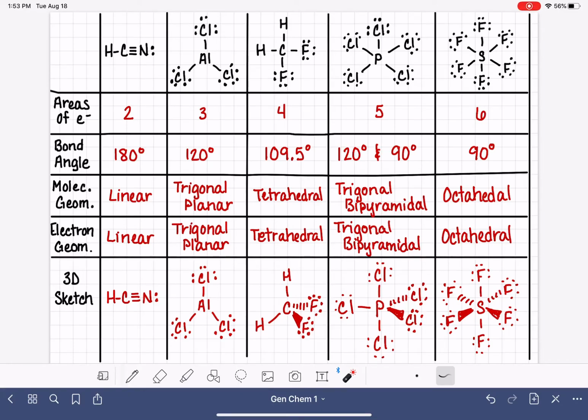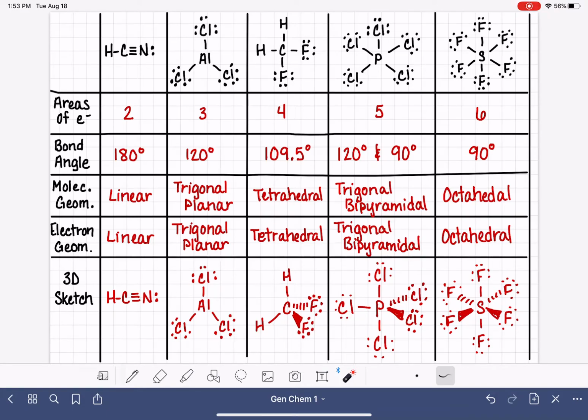In the last few videos, we've been looking at the molecular geometry and electron geometry for molecules that have 2 through 6 areas of electrons around the central atom. So far, in every example that I've used, the areas of electrons around the central atom have only been bonds. We have not yet seen any examples of molecules that have lone pairs on the central atom. And so that's what we're going to work on next.